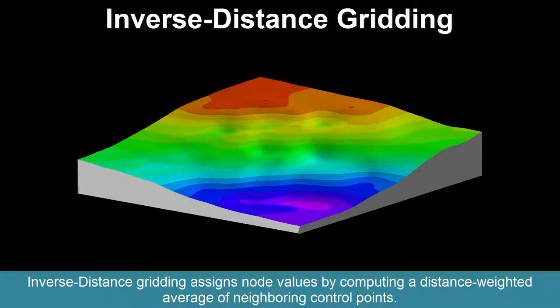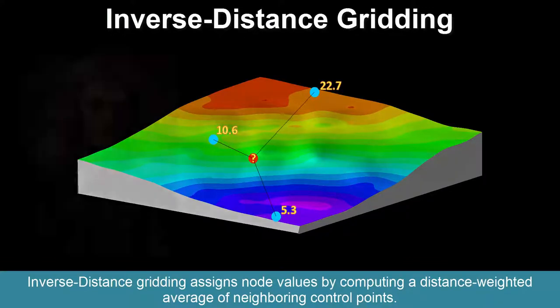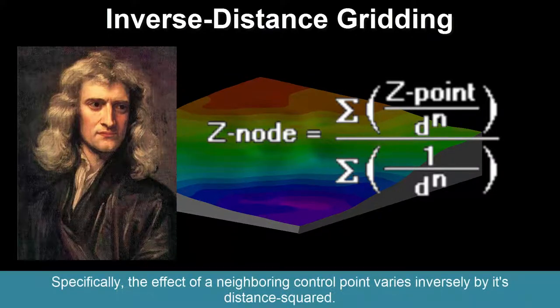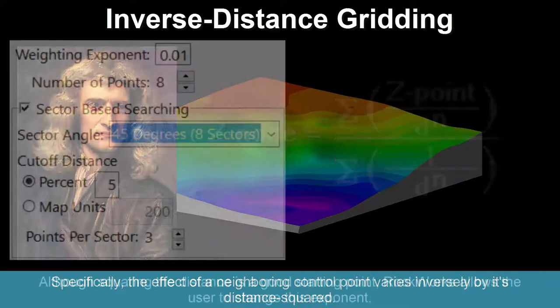Inverse distance gridding assigns node values by computing a distance-weighted average of neighboring control points. This algorithm is based on Newton's gravity equation. Specifically, the effect of a neighboring control point varies inversely by its distance squared.